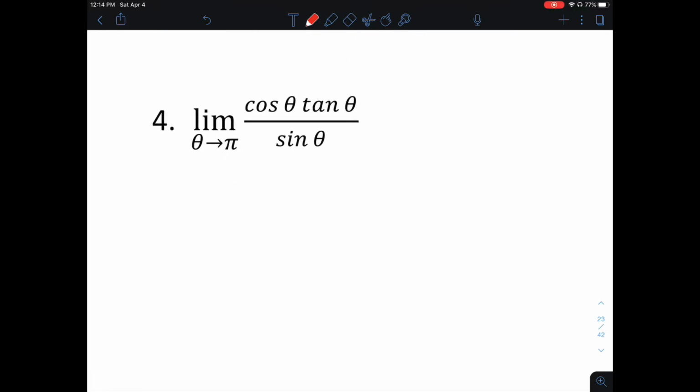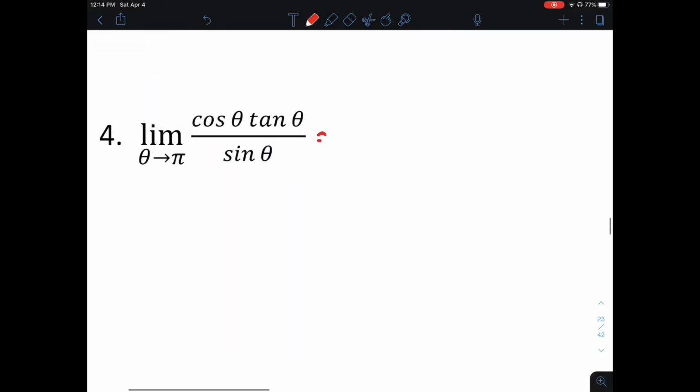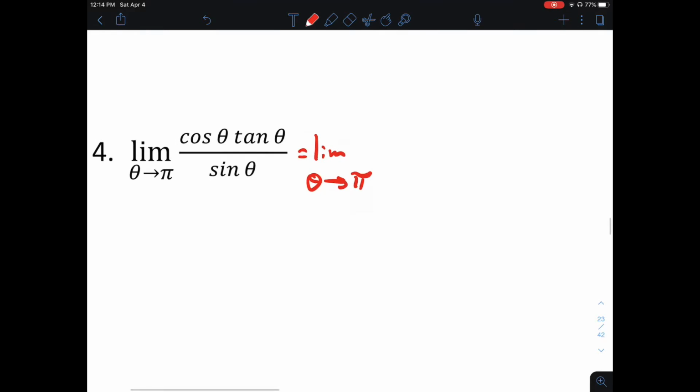Number 4, let's see. Sine of theta is 0. We'd be dividing by 0 if we left it like this, so we cannot do that. So we're going to have to manipulate this, and I encourage you, if you're watching this at home, to stop the video and try this on your own. It's likely you're going to learn nothing from just watching me do it. You need to try it on your own and then struggle.